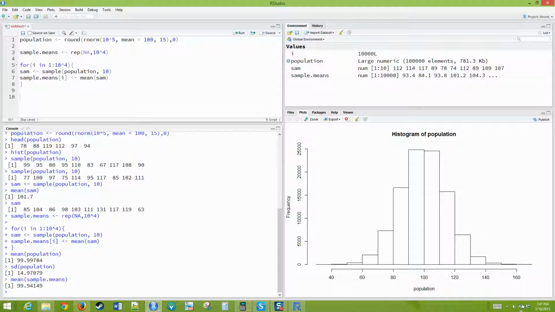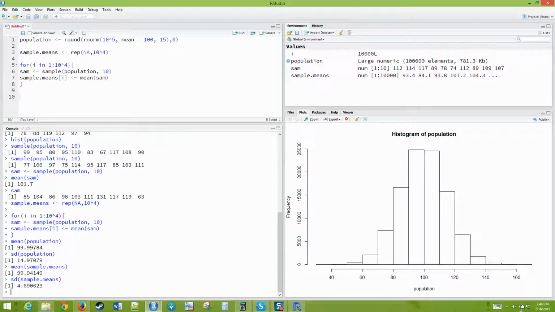I think that's just what we call sampling error, because I only did this 10,000 times, and every time we do it, we would get something else. What about the standard deviation? What do you think the standard deviation would be? I've taken samples of size 10. So you're thinking the standard deviation of the sample means will be similar to the standard deviation of the population? Well, let's take a look. It's actually much smaller at 4.69.